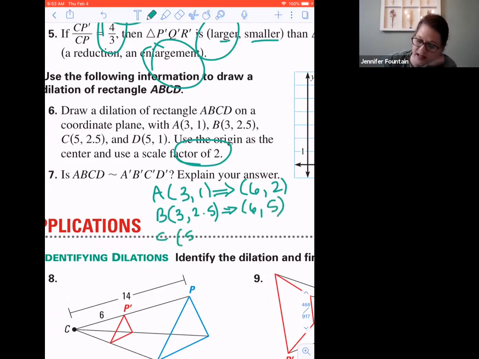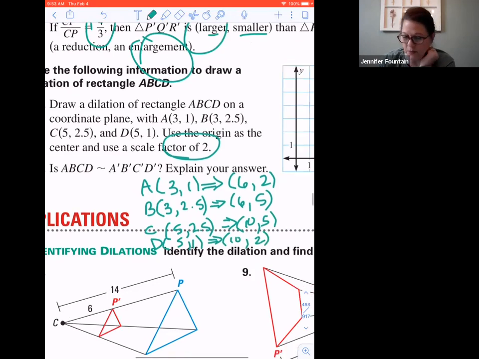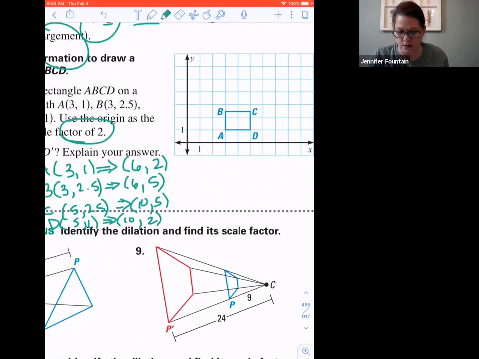Letter C, I started out with (5,2.5). Multiply both by 2. 5 times 2 is 10. 2.5 times 2 is 5. And then letter D, I started out with (5,1). 5 times 2 is 10. 1 times 2 is 2. So here are my new numbers.